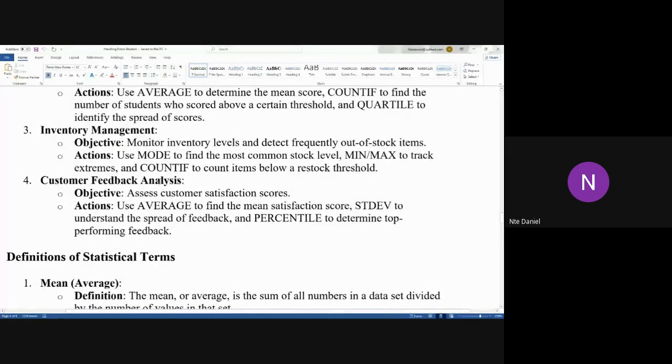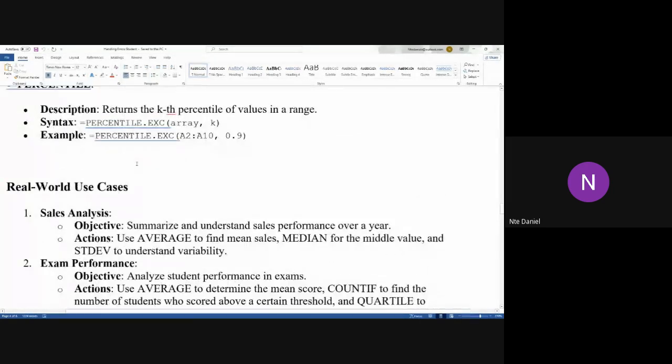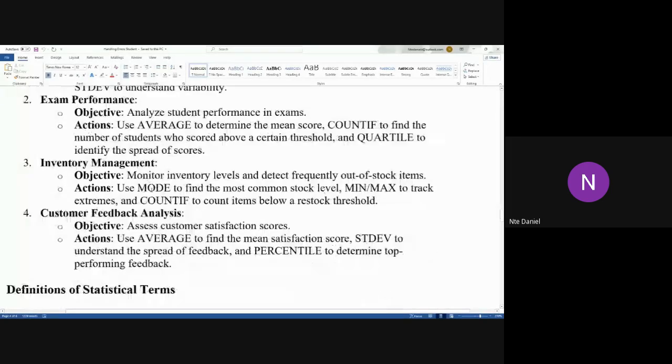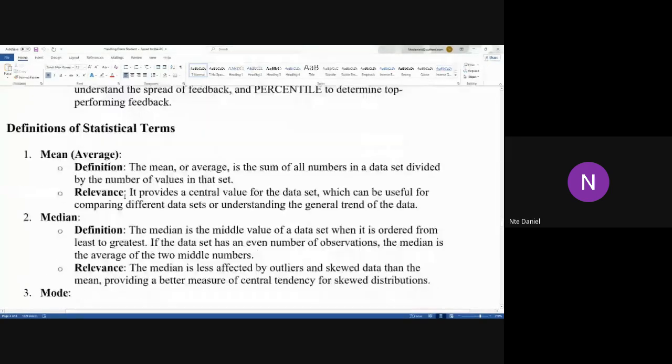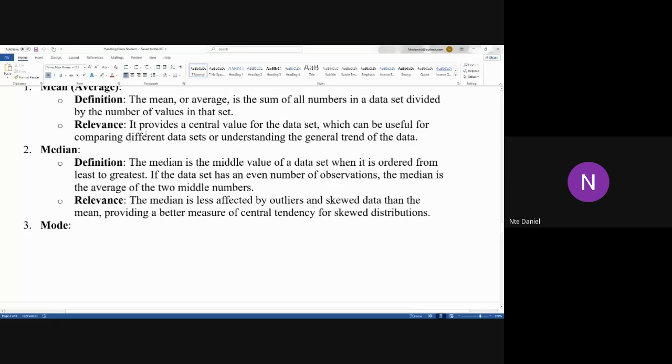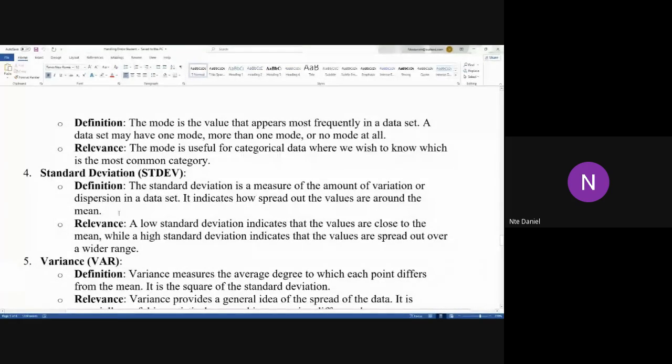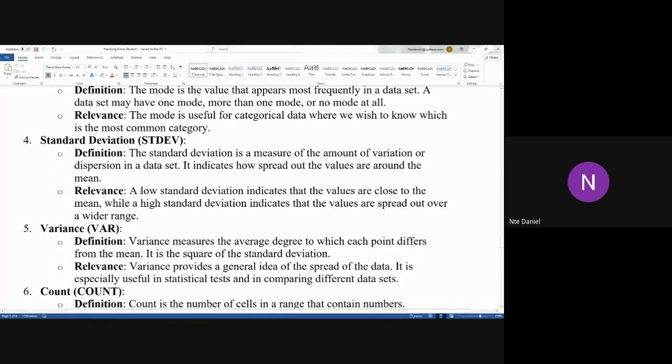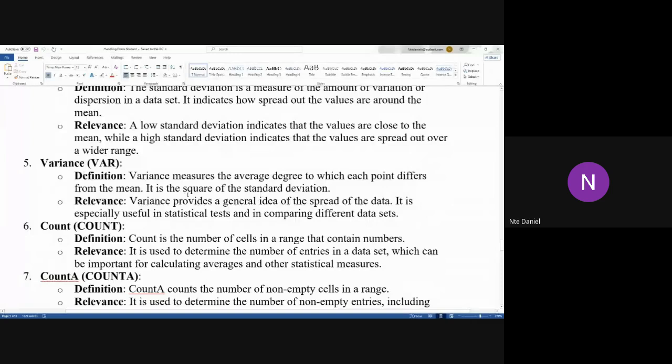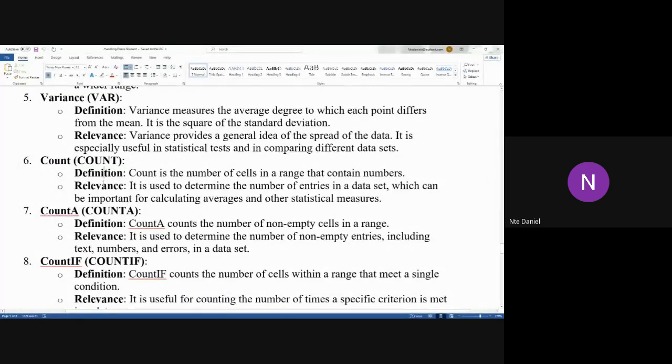You can see there are some real world use cases when you can use the average, when you can use the mode. You can also see some definitions. You can see standard deviation. The standard deviation is a measure of the amount of variation or dispersion in the data set. It indicates how spread out the values are. You have the relevance, why you should know standard deviation, when you should use it. Same with variance, same with count, count all, the definition, the relevance.